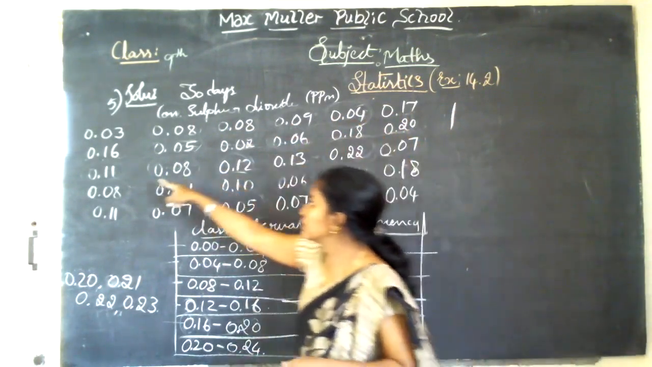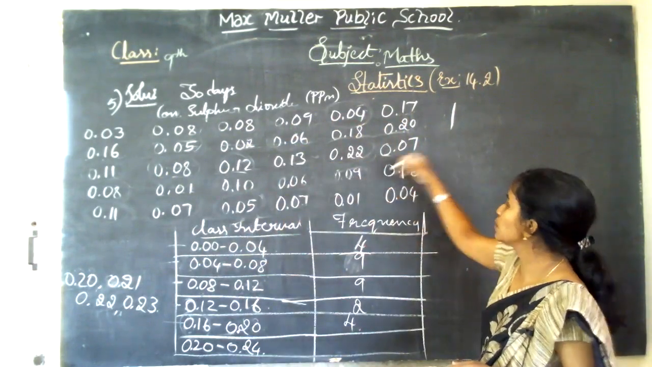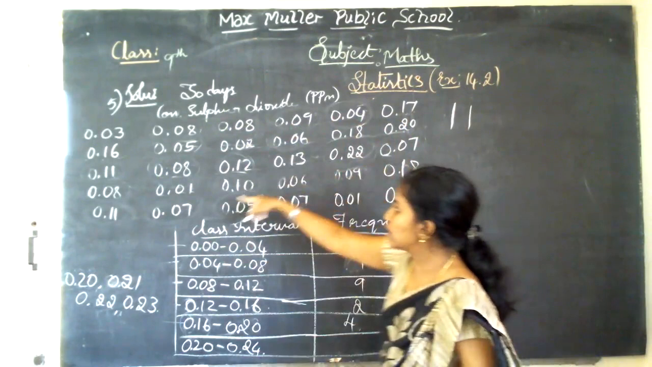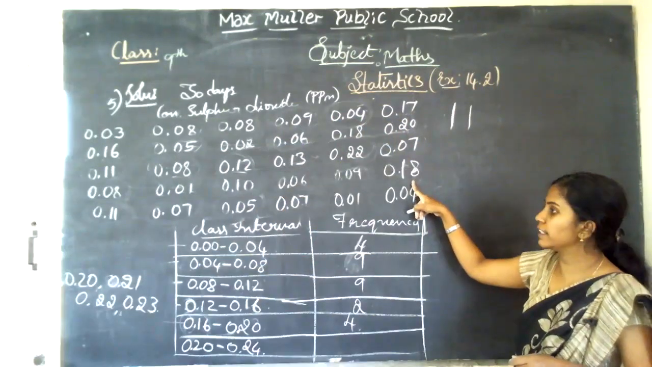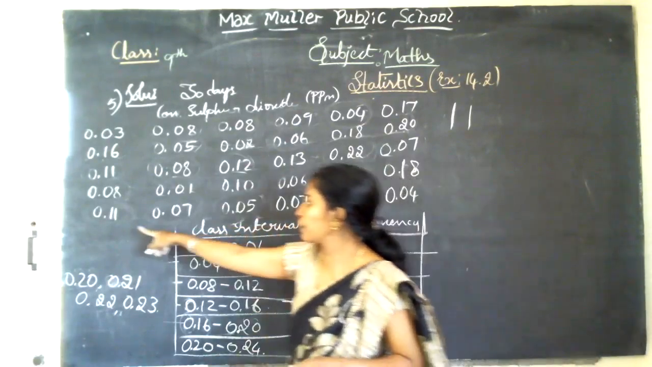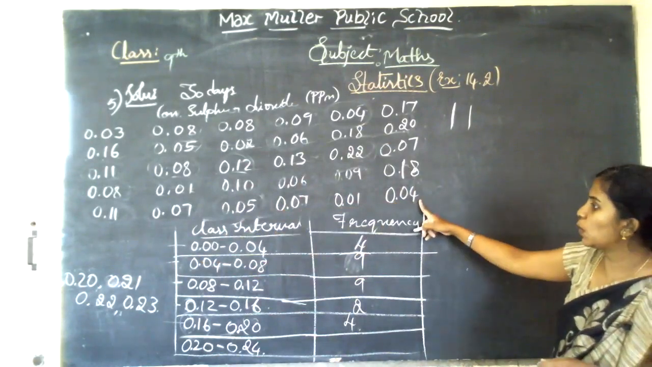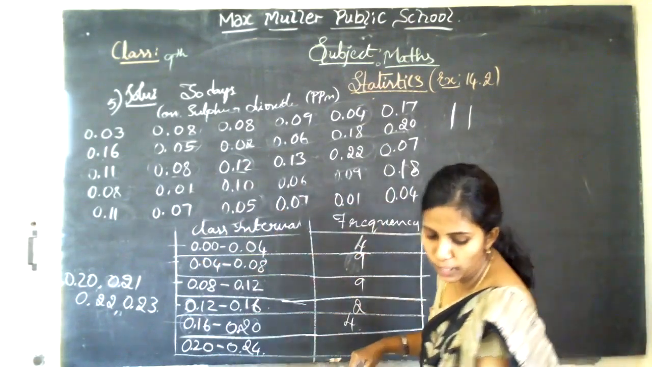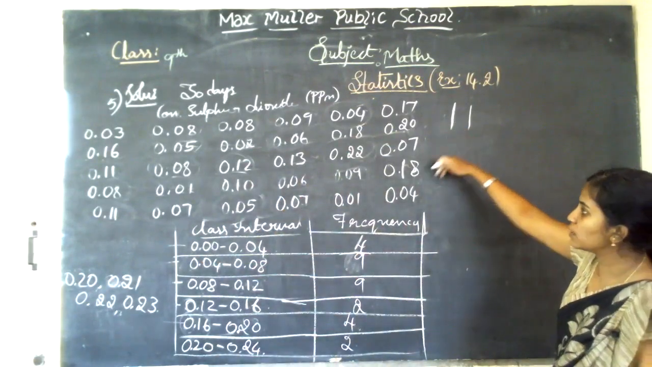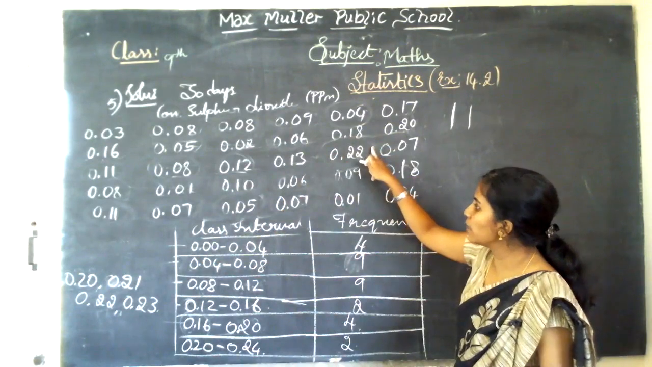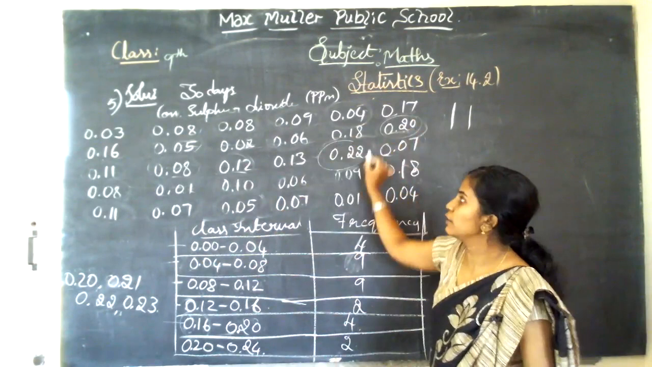Move to the third row. Here you have 0.22. Move to the fourth row. You won't get any numbers. Move to the last row. Here you will get two numbers, isn't it? That is 0.22, and another one is 0.20 here. So you'll get only 2.